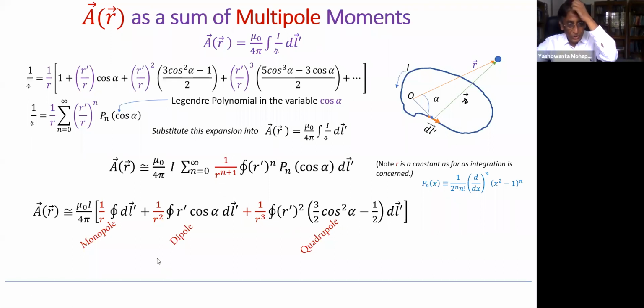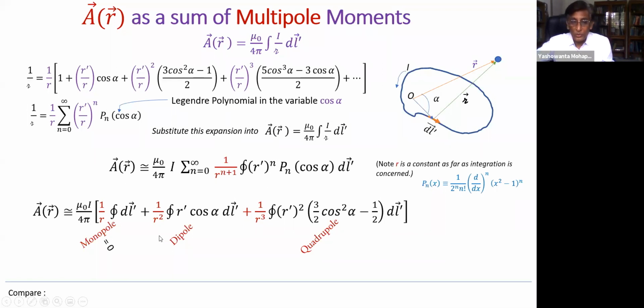So we know about this. What would be monopole? Monopole would be 0. How can you say that? This is a closed loop, so the total displacement going around the closed loop is 0. And we know that there is no magnetic monopole. So it indeed comes out right from here. If you integrate over a loop, the total net displacement over a closed loop is 0, and hence the monopole term in this expansion is always 0.